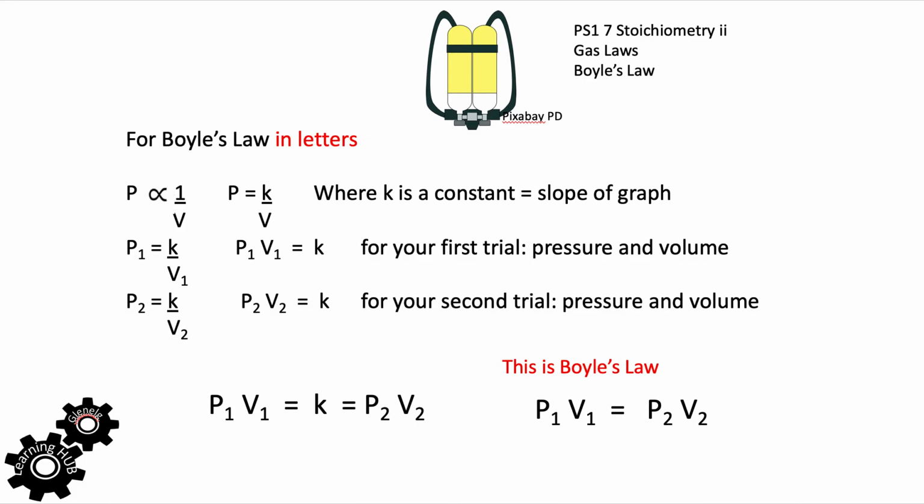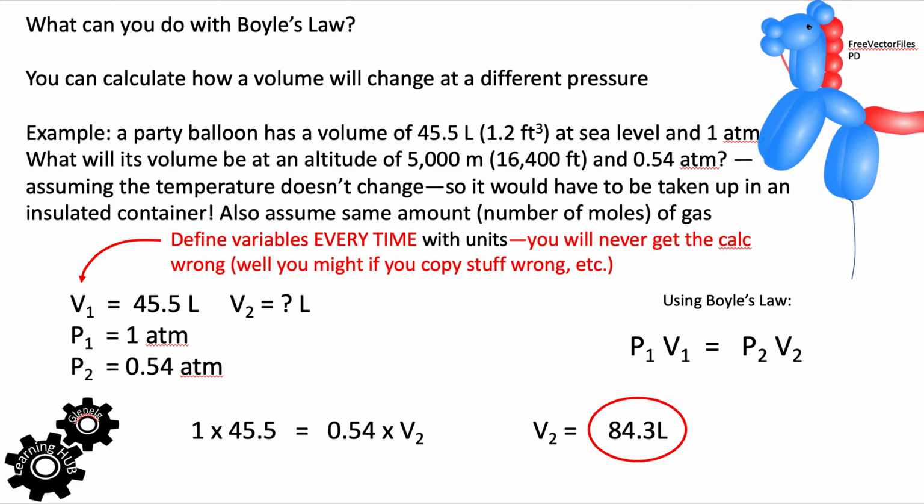So for the first trial, P1 equals K over V1, which we can write as P1 V1 equals K. For the second trial, P2 equals K over V2, P2 V2 equals K. And because they both equal K, I can put P1 V1 equal to P2 V2, and that is Boyle's law. So if we know 3 of the items, P1, V1, P2, we can calculate V2. And that's how it becomes useful. And so here is a calculation.